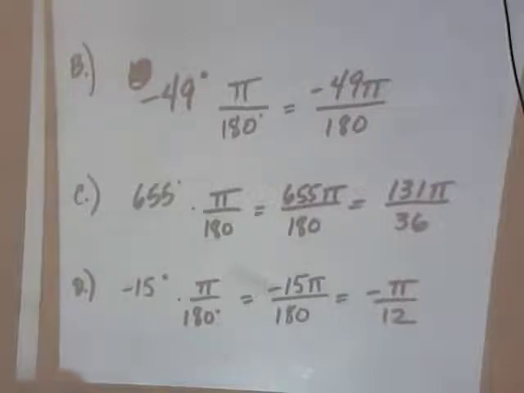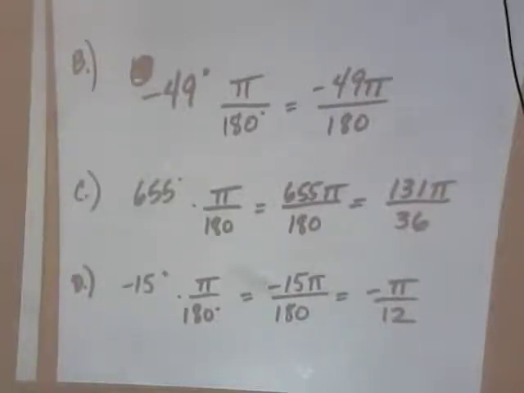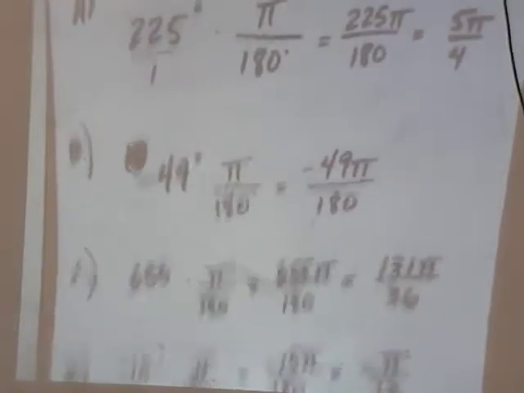Any questions on number 11? Okay, number 12. 12A. Convert the following angles to degrees. So we're going the other way. 5 pi over 6. I want the pi to go away. So put 180 degrees up top and pi on the bottom.